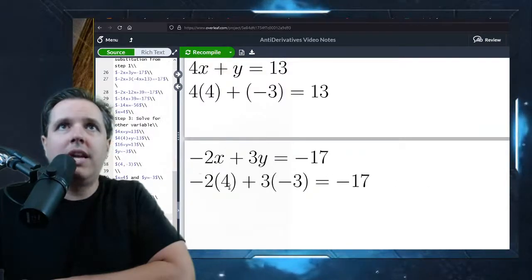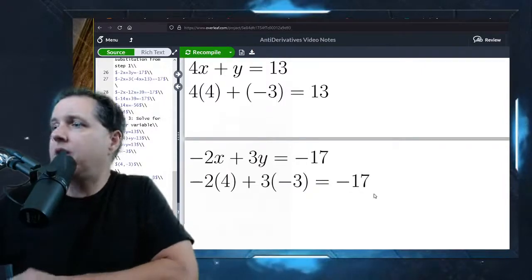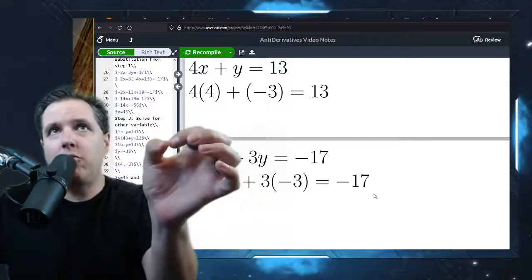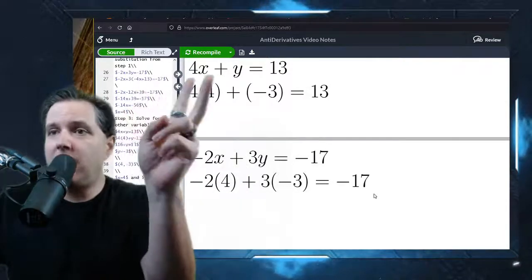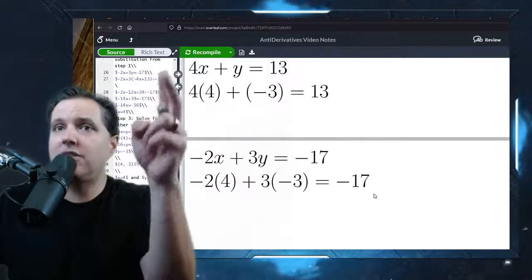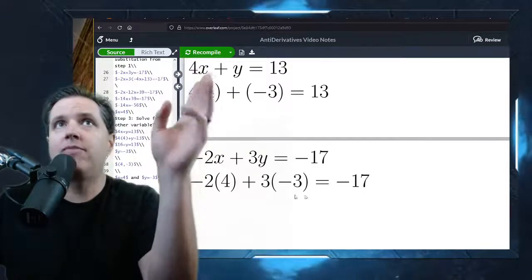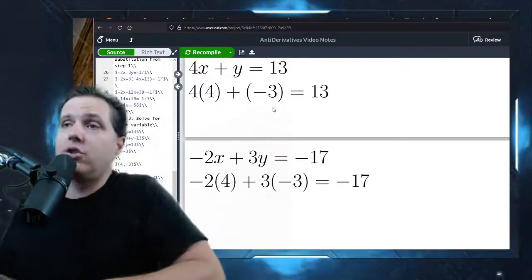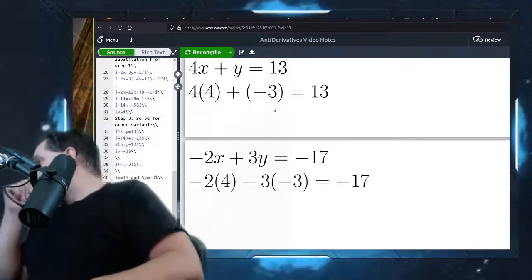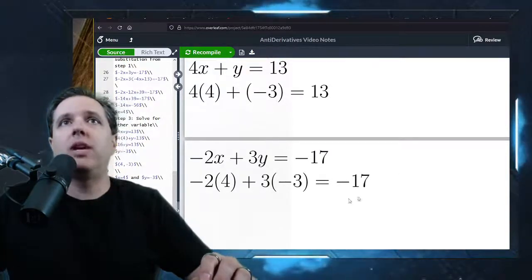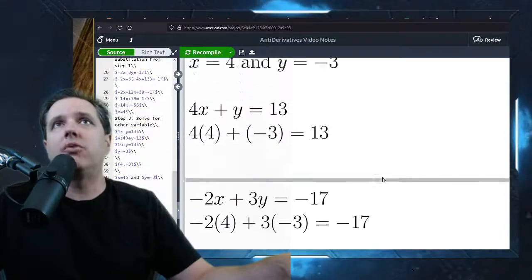So this would be what? -8 minus 9 is -17. Does that work? Yep. We know 100% we have this problem right. Well, how do we know that? Because we just verified it in both of the equations. And we know that a solution to a system of equations is a solution to both. We just confirmed that 4 comma -3 is a solution to both of those equations. So we totally know that we got that system of equations correct.